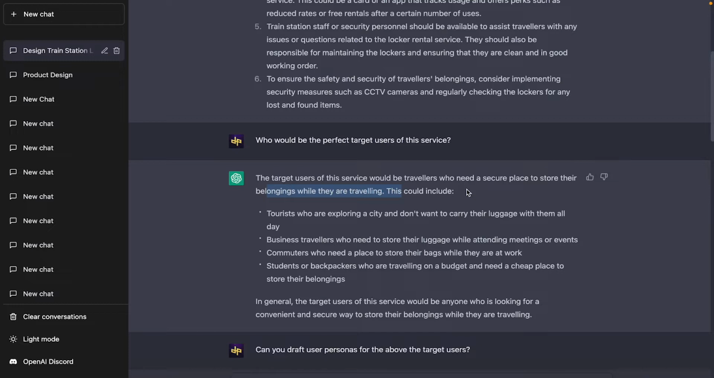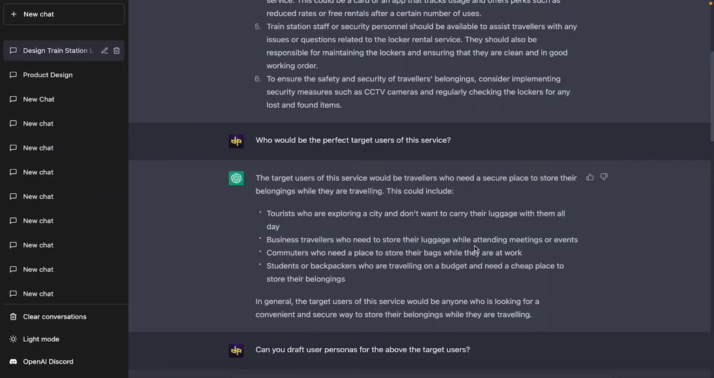Now, this is quite obvious. It is pretty obvious that people want a secure place, right? But why do they need a secure place, right? So let's look at a couple of examples, right? Tourists who are exploring the city and don't want to store their luggage with them all day. Valid point, but I believe that there are other ways that this is being solved.